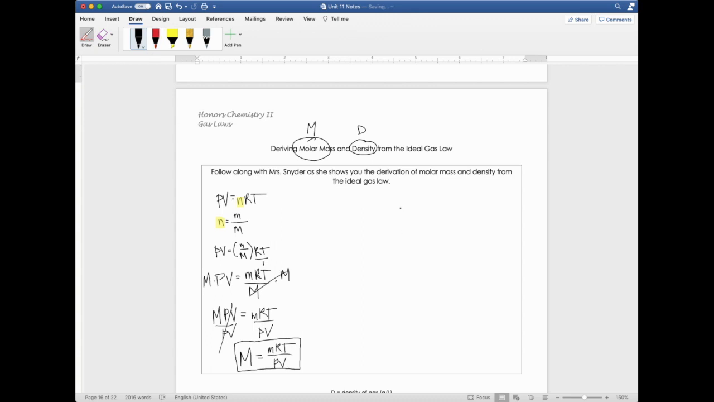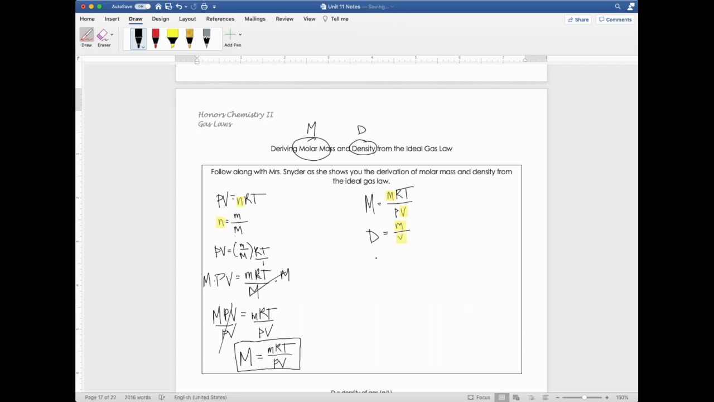Let's just go ahead and I'm going to rewrite this equation up here, and I'm going to solve for density on this side here. So M equals MRT over PV. You might remember, hopefully you remember, that the density of something is equal to the mass of that object divided by its volume. And if I look back at this equation, the one that we just derived, look, I have M divided by V. I have density in this equation. So what we're going to do is substitute M over V in for D, right into this one up here.